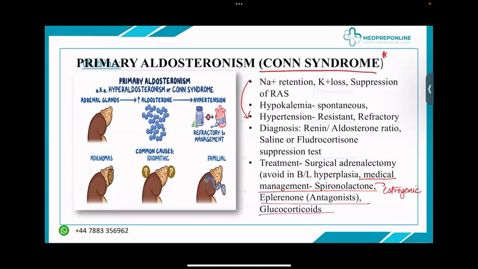Now, glucocorticoids can also be used for treatment of Conn syndrome, but only in familial cases. Certain familial cases are glucocorticoid sensitive. So glucocorticoids in very low doses may be used for primary aldosteronism. But the mainstay of treatment is surgical adrenalectomy as well as management by spironolactone or eplerenone.